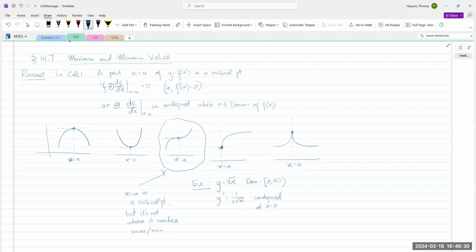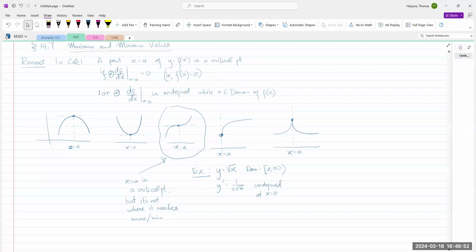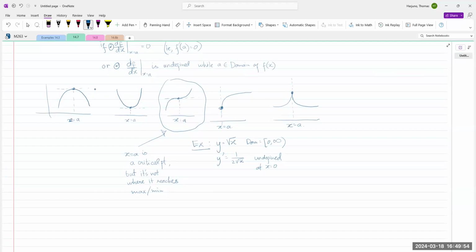Now I hope from there we notice something: critical points only provide us the candidates for local maximum and local minimum, but it is not a sufficient condition. It's a necessary condition, but it's not sufficient. Okay, now then we can say more.